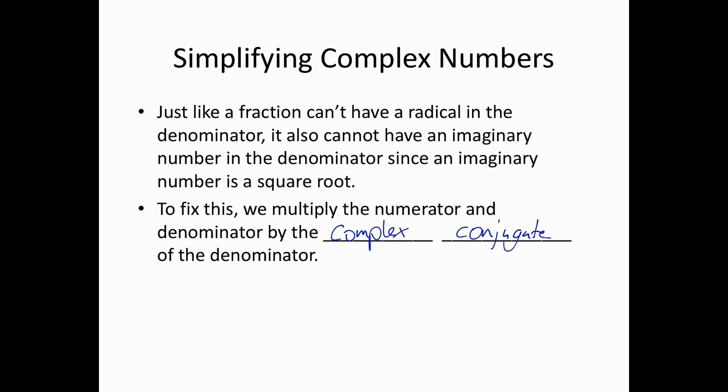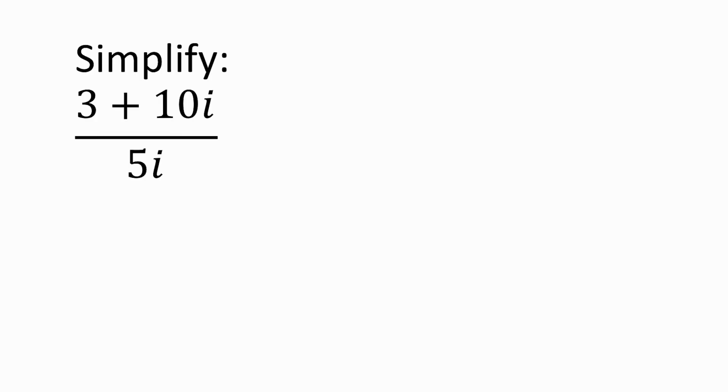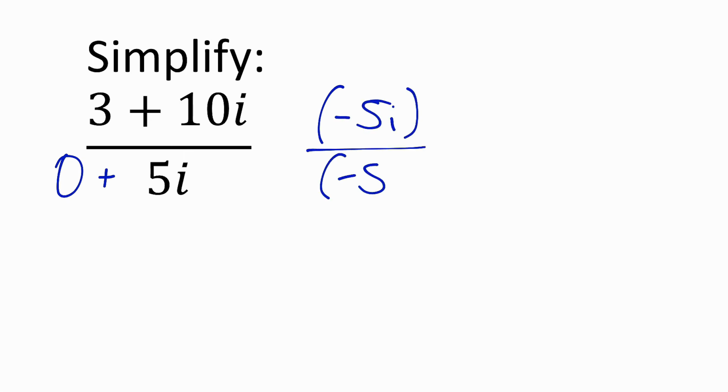So let's start off with a relatively easy one, not as complex of a complex number, pun partially intended. We've got 3 plus 10i over 5i. Now, the denominator is just the imaginary part. If it helps, think of it as 0 plus 5i, so you can think, well, take the opposite of the imaginary. We need to multiply the numerator and denominator by negative 5i.